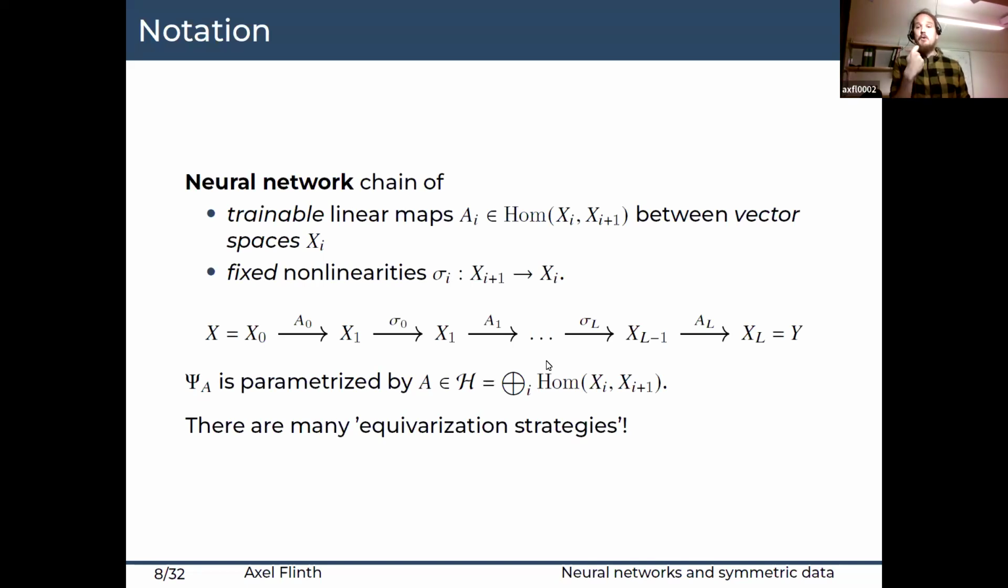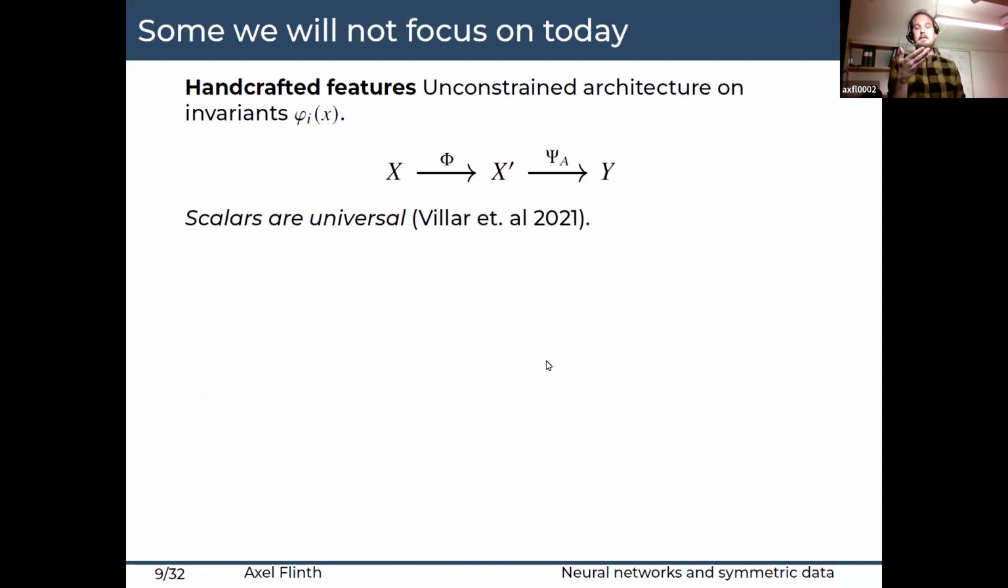Let me first mention two approaches I will not speak about that much today, and then we will get to the one I will speak about. One thing one could do, if we want to train an invariant network, is to simply take our data, apply some pre-map phi, so calculate some invariant features under the group action, and then use an unconstrained architecture on those invariants. One can actually prove that from a theoretical perspective this is enough, in the sense that I will obtain something which is universal.